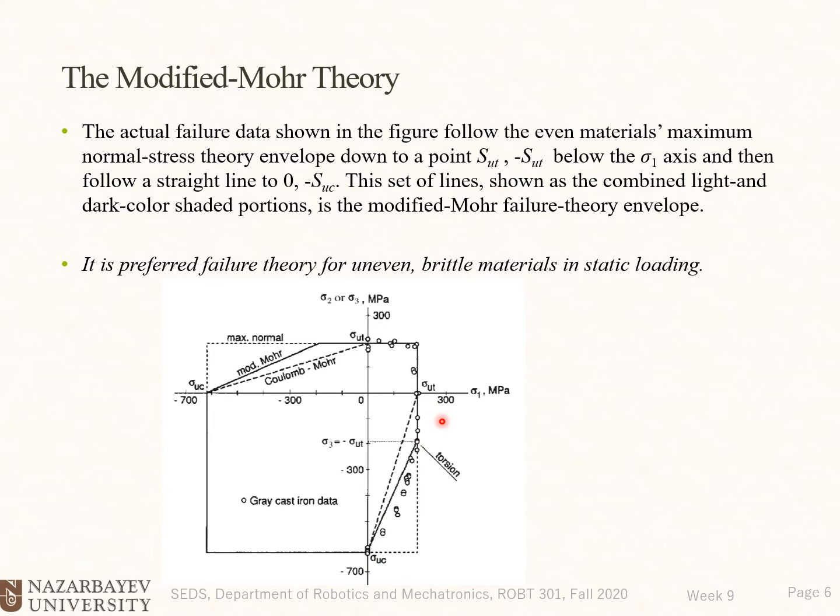This set of lines, shown as the combined light and dark shaded portions, is the modified Mohr theory envelope. It is the preferred failure theory for uneven brittle materials in static loading, just because it's more accurate. But again, if we are looking for a more conservative theory, we could go with the Coulomb-Mohr theory. And now let's see how we could do the calculation, how we could find the safety factor, and basically find the load line.